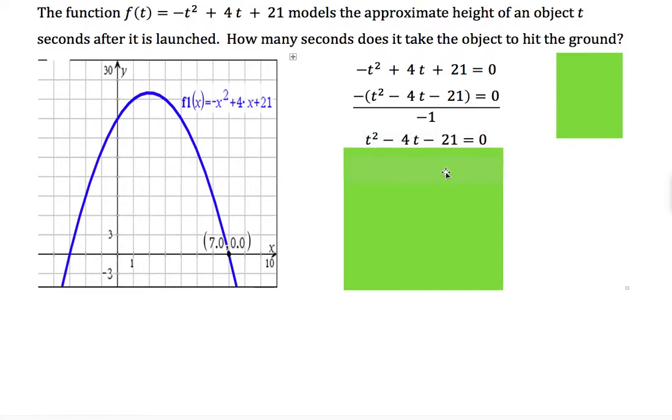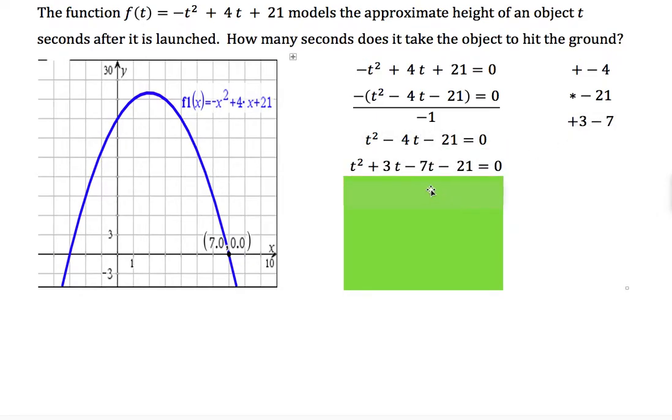So all that happens is I get rid of the negative sign, and these signs change. Okay, now I need two numbers that multiply together to get -21 and add together to get -4. So that tells me that one of my numbers is going to be a negative and one's going to be a positive, and my bigger number is negative because this sign is negative up here. So really the only option I have is a +3 times t and a -7 times t.